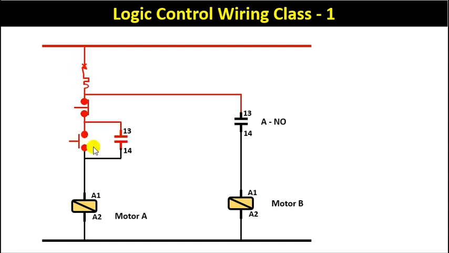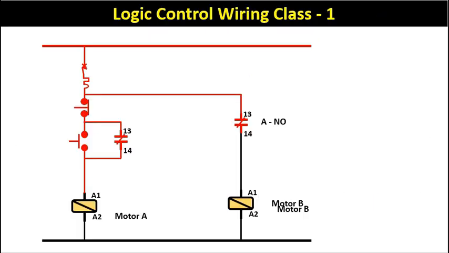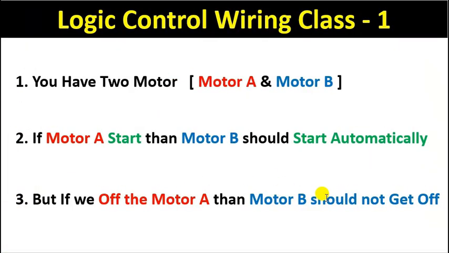Now if we press the start push button, then power supply will flow from here and start motor A. It means the contactor turned on. Now if this contactor gets on, then this NO contact will become NC. Now both these contacts become NC, so power supply will flow further from here and motor B also gets on. So the second logic, on starting motor A, motor B should start automatically, is completed. It means it is working properly. Now let's check this third logic, whether it is working properly or not.